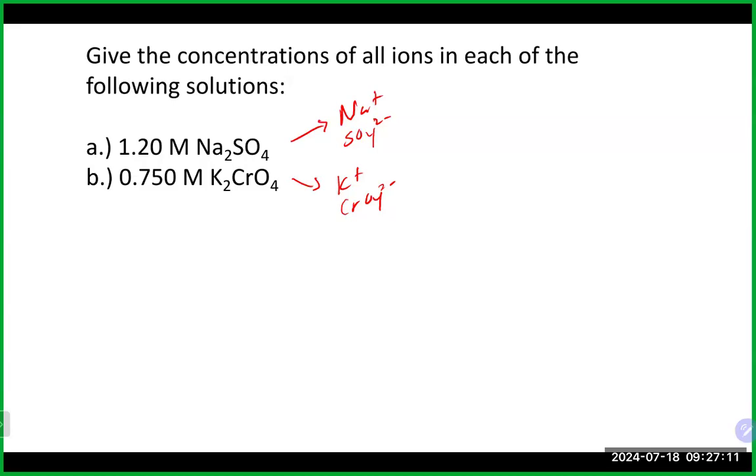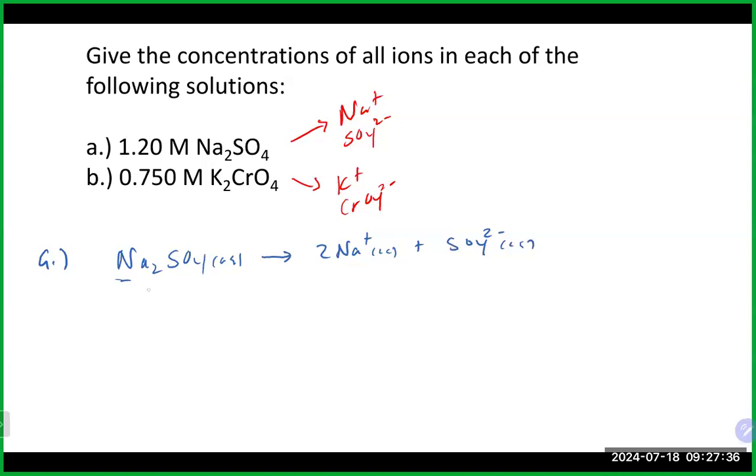Okay, so let's take a look at it here. We'll start with A. Really, we just want to think about how this will break apart in solution. By the way, we do know it is going to be soluble because of the sodium being present. In terms of solubility rules, it is soluble in everything. So we have 2 sodium ions floating around, and we have a sulfate ion floating around.